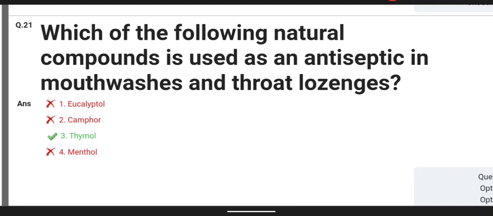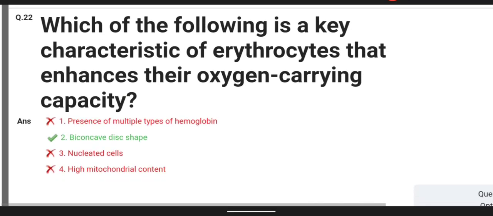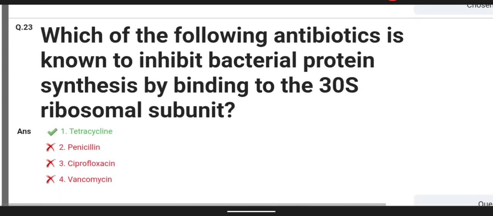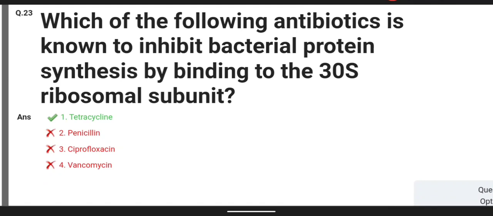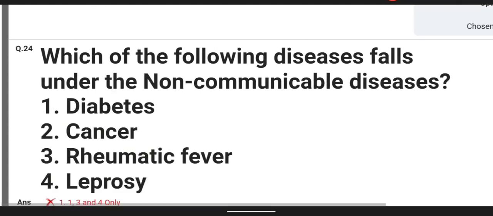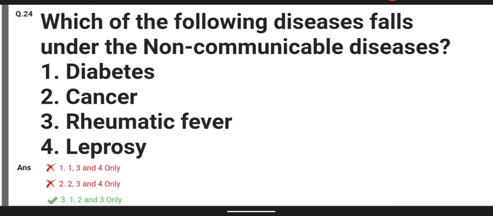Answer is thymol. Which of the following is the key characteristic of erythrocytes that enhances their oxygen carrying capacity? Biconcave disc shape. Which of the following antibiotics inhibits bacterial protein synthesis by binding to the 30S ribosomal subunit? Answer: tetracycline.